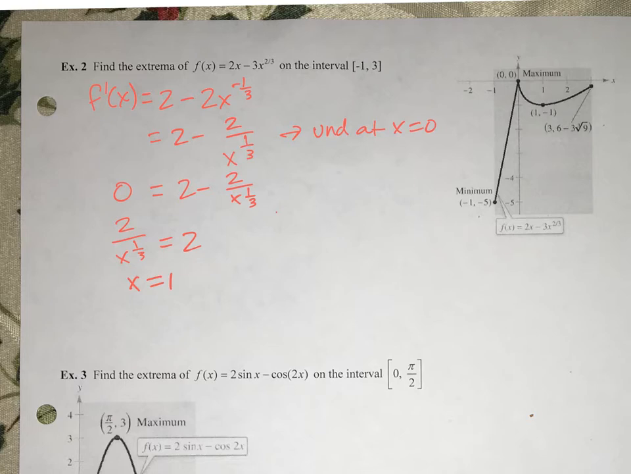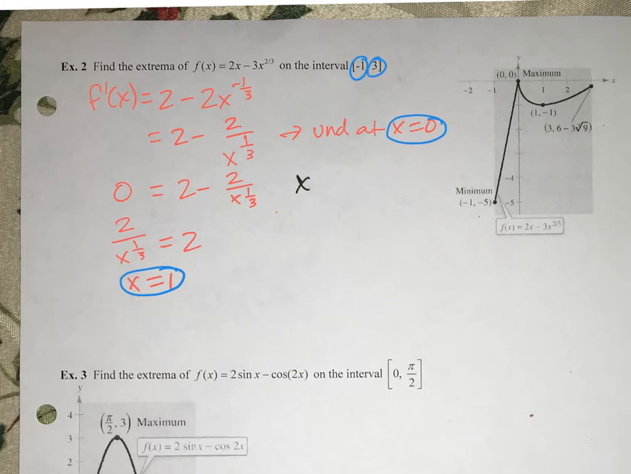So now we have our candidates. Our candidates are, we have the endpoints. Those are two of our candidates where an extrema could occur, or an extremum could occur. We also have x equals 0 where this function is not differentiable. And then we also have x equals 1 where the derivative is equal to 0. So let's go ahead and list those candidates in a table.